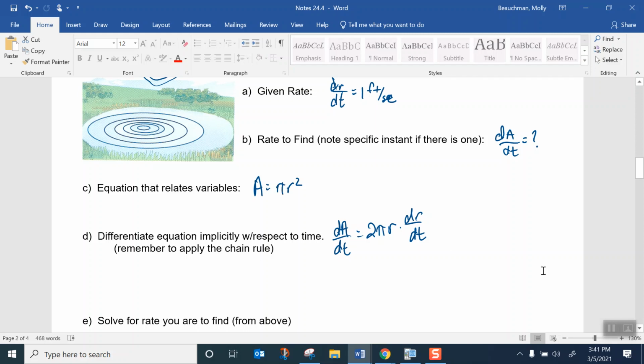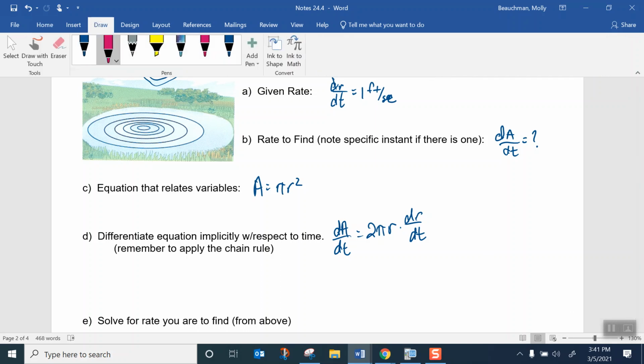All right, then next step, basically what I like to do is substitute everything you have from the formula or given in the problem into this formula. So dA/dt is what we're trying to find, so we don't have a value for dA/dt.